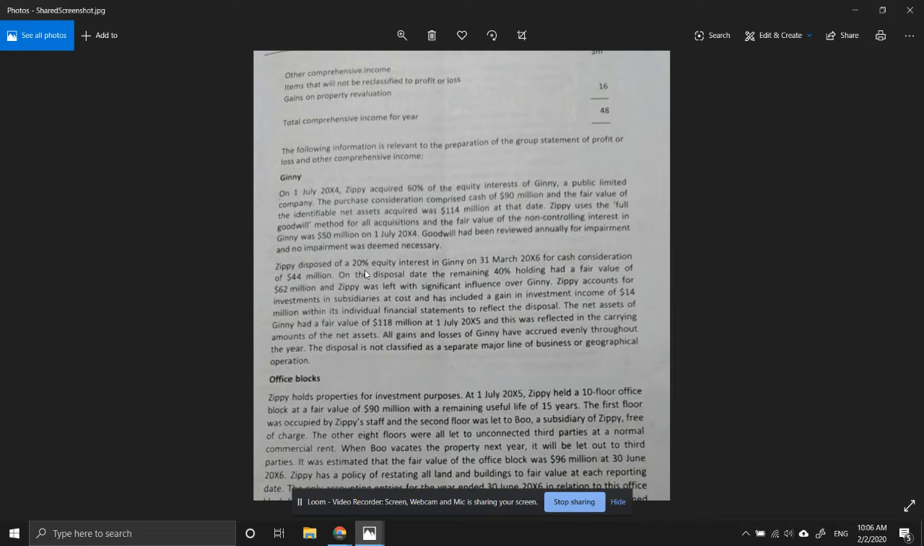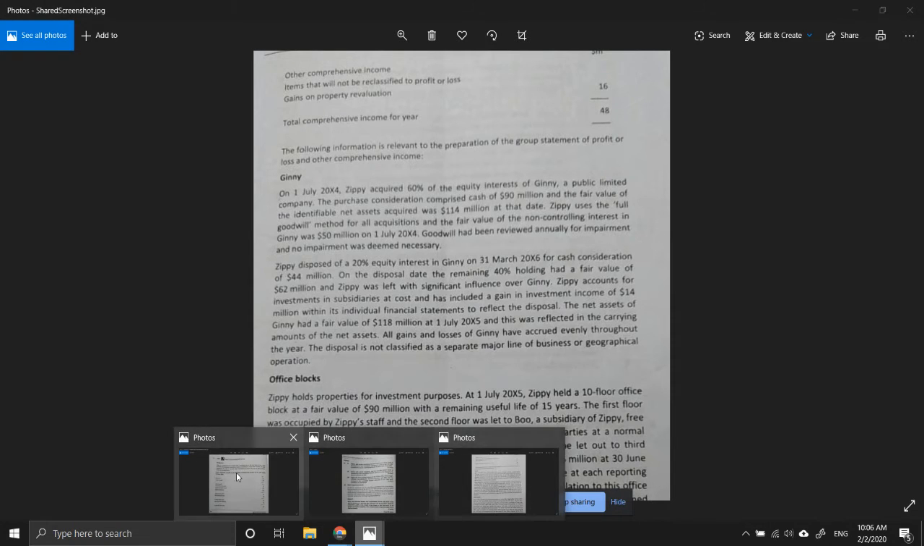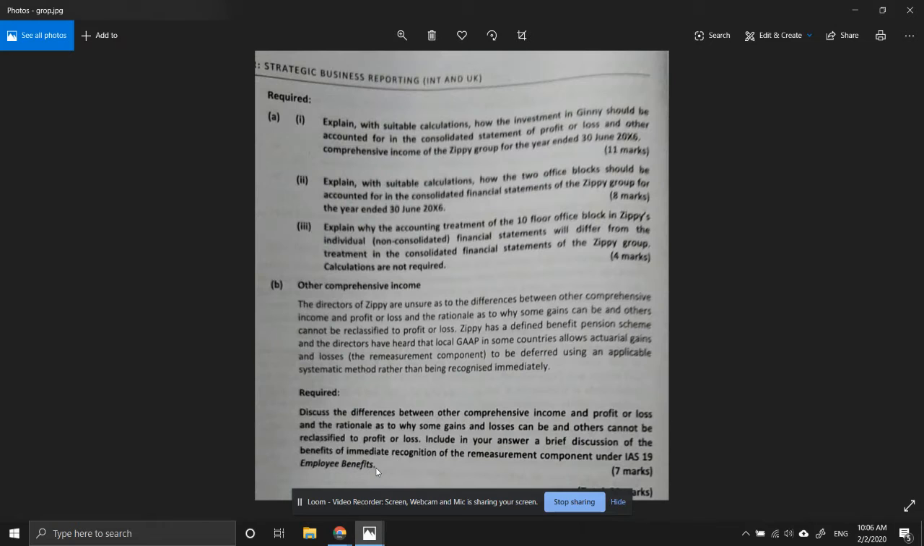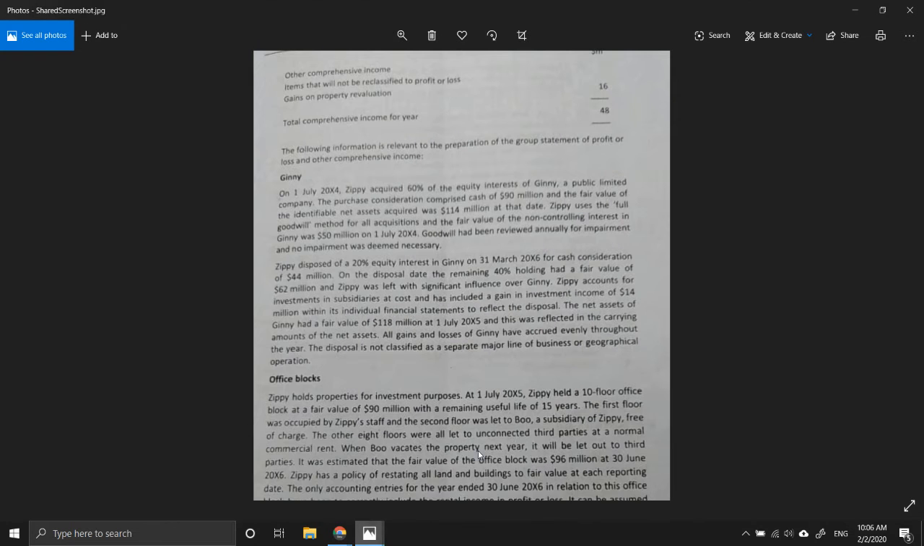GP disposed of a 20% equity interest in Genie on 31st March 20x6. So what's our reporting date? Let's check that again, whether it's a mid-year or not. 30 June 20x6, yes, it's a mid-year. So that means 31st March, March is gone. April, May, June, that means only 3 months remain. So we need to prepare the consolidation for 9 months, because after those 9 months it's already disposed, so it's only significant influence.